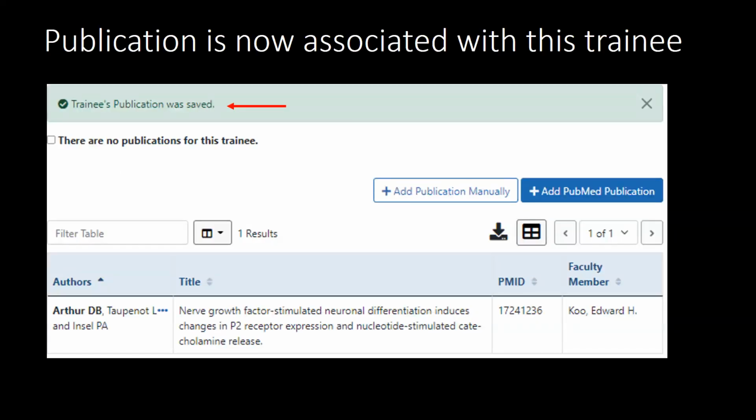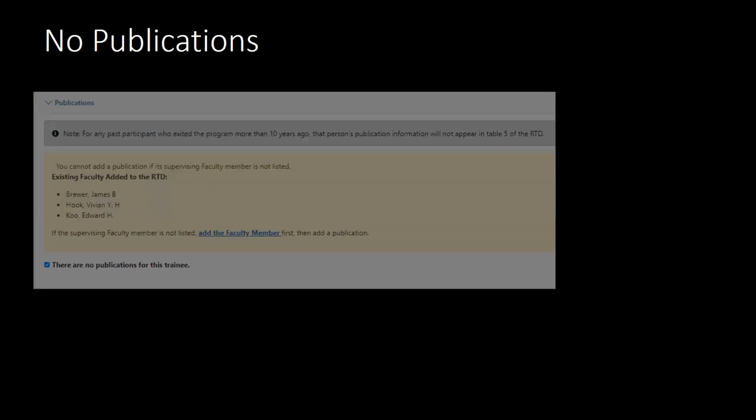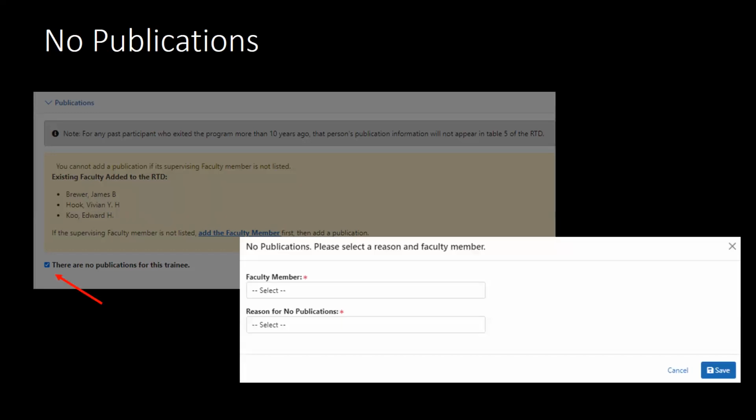And then you can see the publication has been added. Next time you run the PDF of all the tables, it's going to be listed on there. Again, if you don't have any publications for a trainee, you'll have to click that little box, no publications, and then you'll have to give the faculty member's name and the reason why there are no publications.